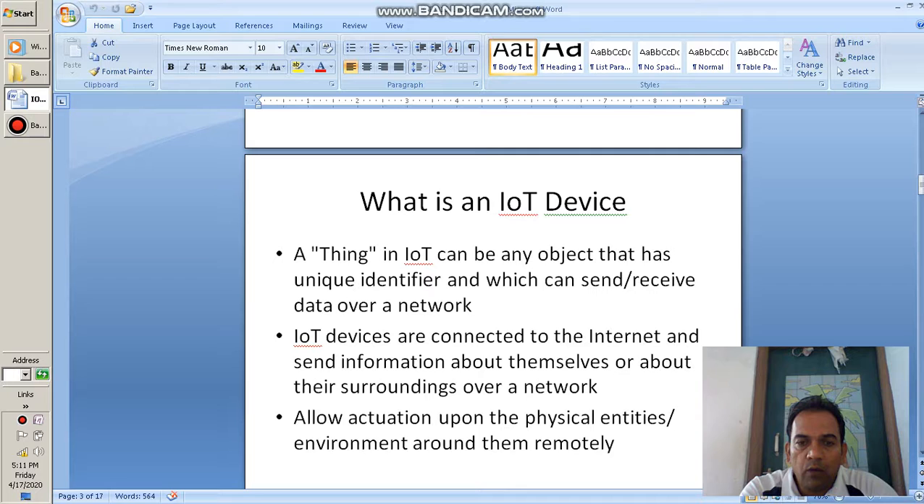And the third thing is, they allow actuation upon the physical environment around them remotely. That means after sending this data to the software available in the cloud, especially designed for IoT, certain signals are given to the actuators to perform different actions remotely, as we have seen in the previous example of the moisture sensors and the irrigation system. So with this definition we are able to identify whether it is an IoT device or a normal device.